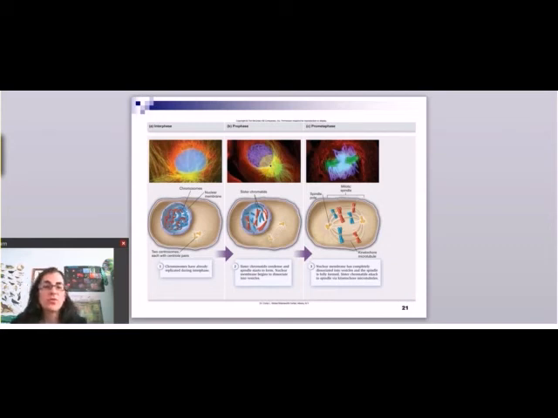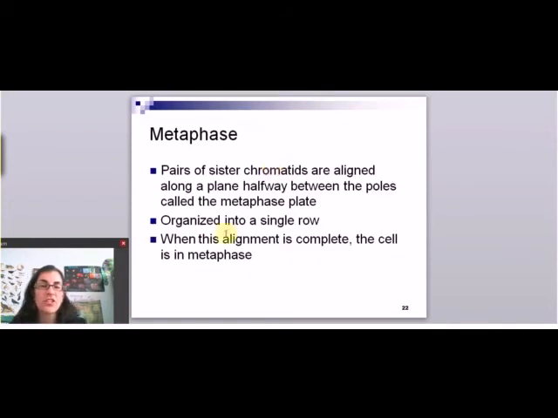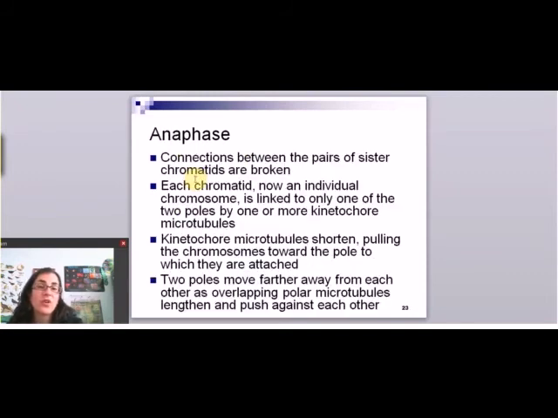So these chromosomes are going to get moved around, and as they get moved around, they're eventually going to get to metaphase. Metaphase is when the chromatids are going to line up in the center of the cell. When the alignment's complete, the cell is at metaphase, and that sets up the cell to go into anaphase. Once they're lined up, anaphase is when the chromatids will separate. Each chromatid will separate from its partner, and then they become individual chromosomes.